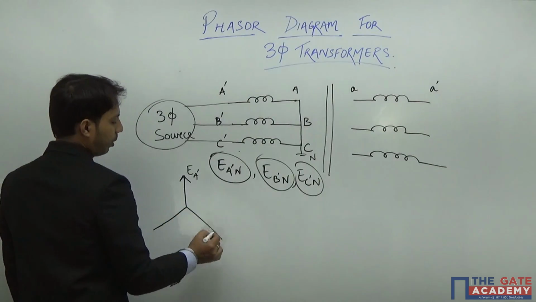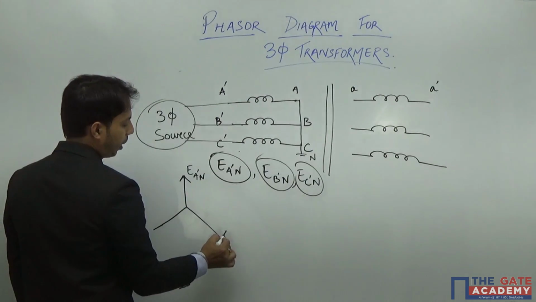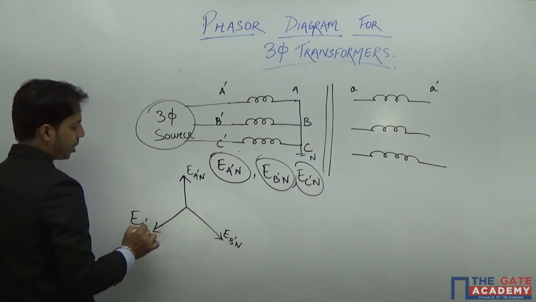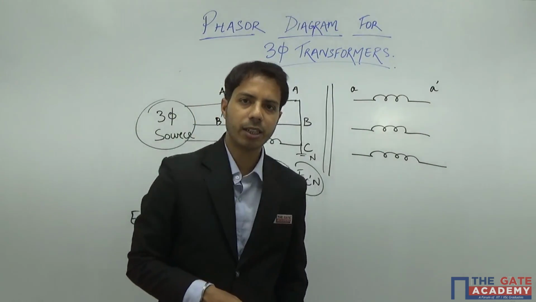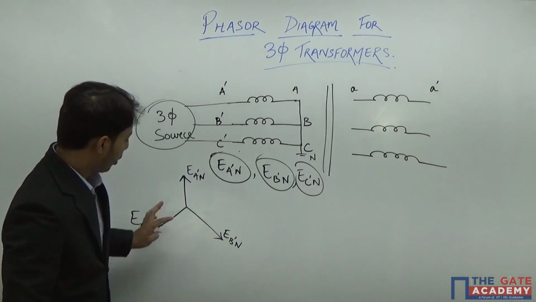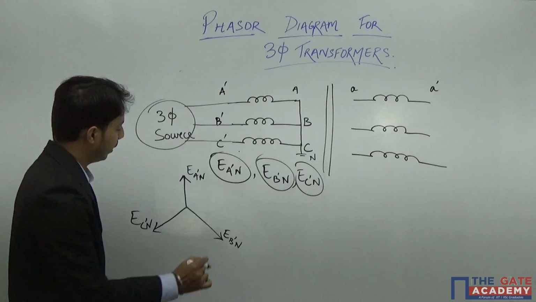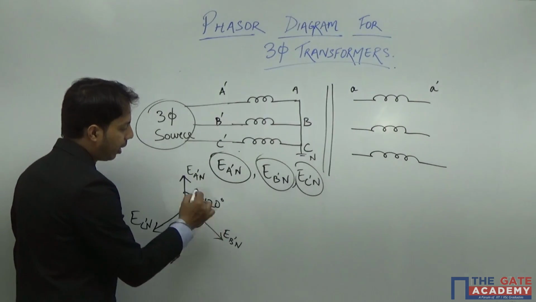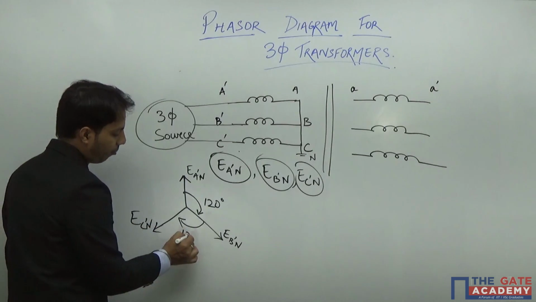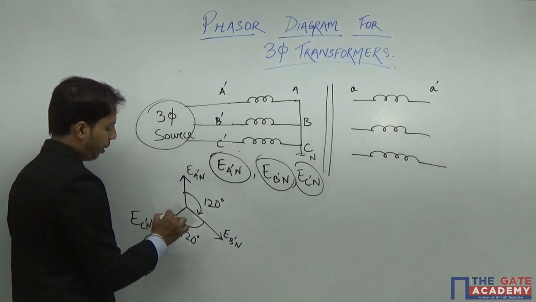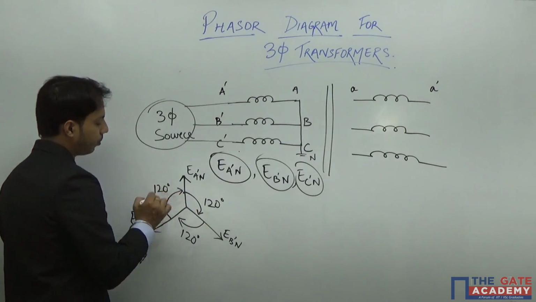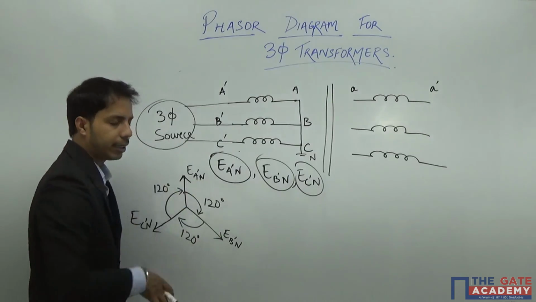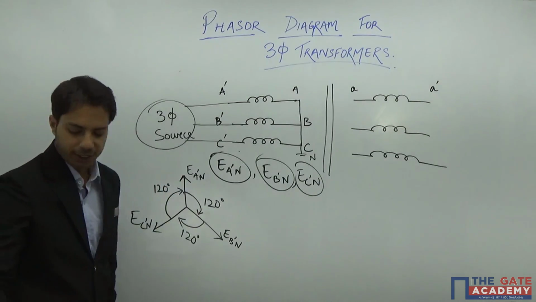So this is my EA dash N, this is my EB dash N, and let us say this is EC dash N. This is how my phasor, which is induced, looks like. And these are 120 degree shifted. So the B phase is 120 degree lagging from A phase, and C phase is further 120 degree lagging from B. This happened because I have connected my primary to a three-phase source, which has such a three-phase shift.